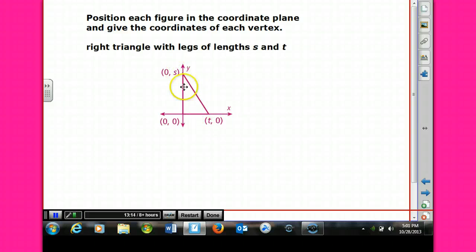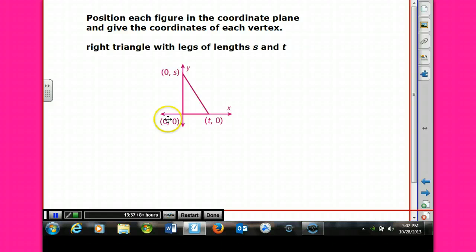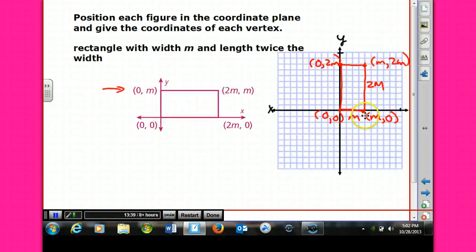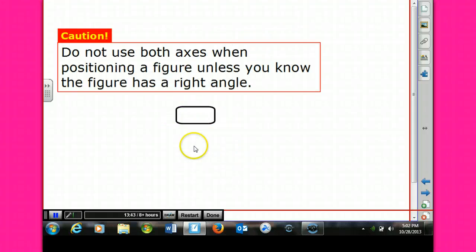Now, you could have used the letters in the opposite locations, and there are other ways to look at this as well. Watch out here. Do not use both axes when positioning a figure unless you know the figure has what type of angle? Good, a right angle. We have been using both axes because we know that a right triangle and a rectangle have a right angle.